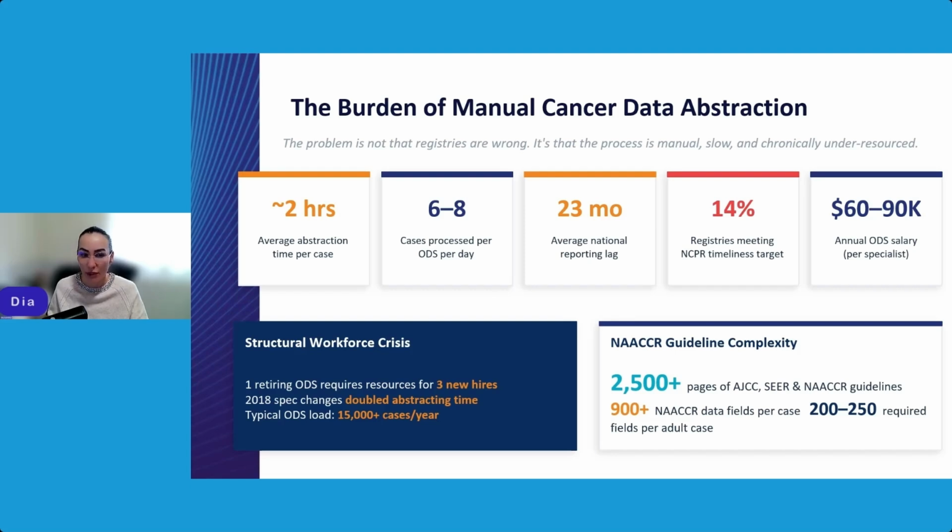Add to this the complexity of the guidelines themselves. Over 2,500 pages of rules from AJCC, SEER, and NAACCR. Over 700 data fields to understand and abstract. And between 200 and 250 required fields per adult case.